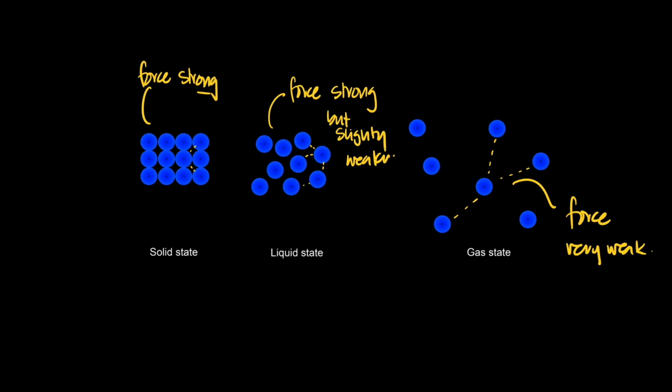Alright, so let's recap. Particles in solids are locked in place, strong attraction, definite volume, definite shape. Particles in a liquid can slide, medium attraction. They take the shape of the container but have definite volume. In gases, the particles look like they're flying freely because they have very weak attraction, and they take the shape and the volume of the container. So that's literally what it is.